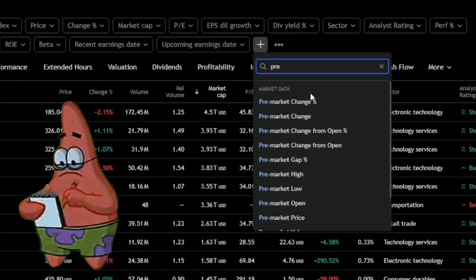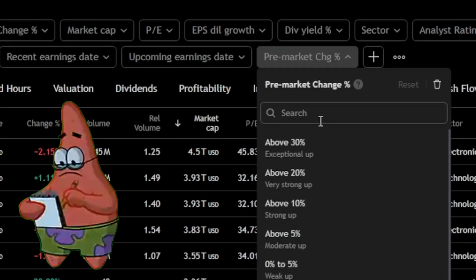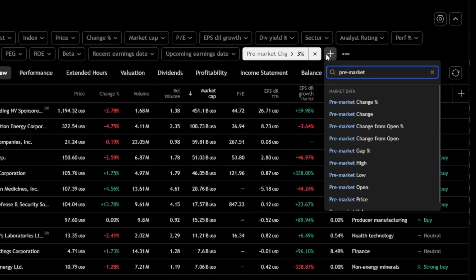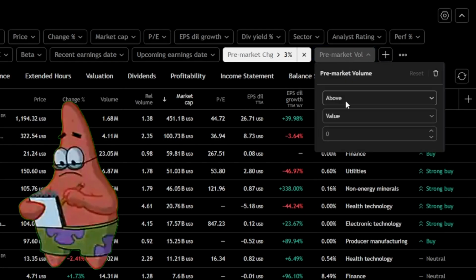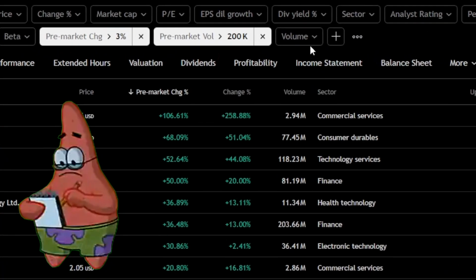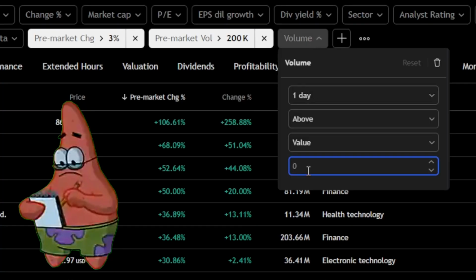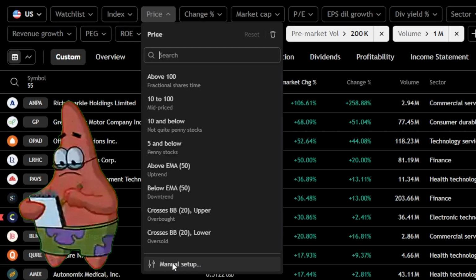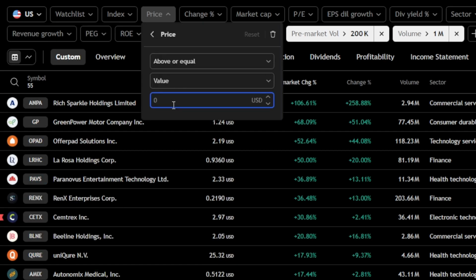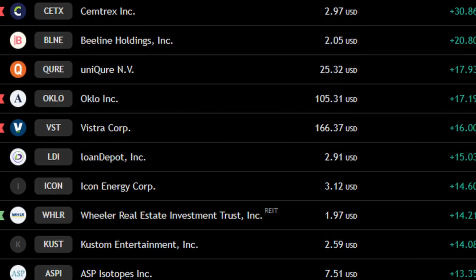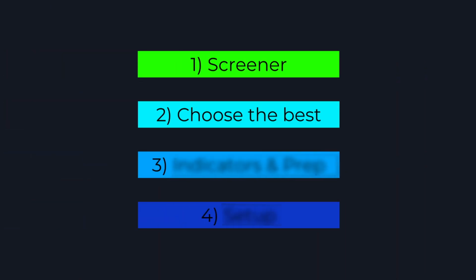For the settings, we want to see stocks that gap up or down pre-market at least 3%. Next, we want the pre-market volume to be over 200k and the previous day's volume to be over 1 million. And last, we want the price to be above $1 because we don't want penny stocks as they often don't follow our rules and setups. So now that you have got your list, the second step is to choose the right stocks.